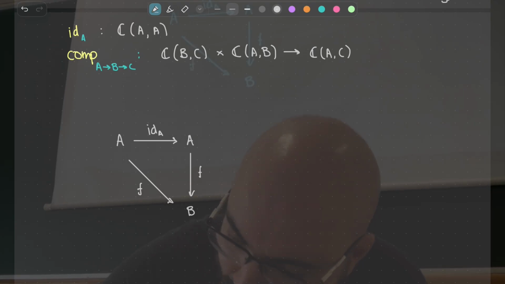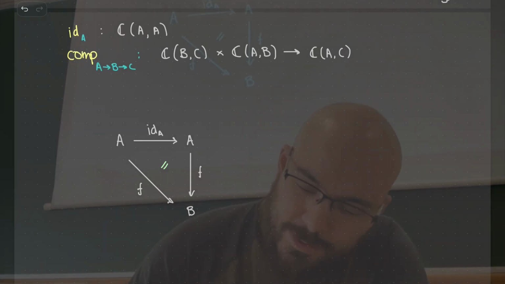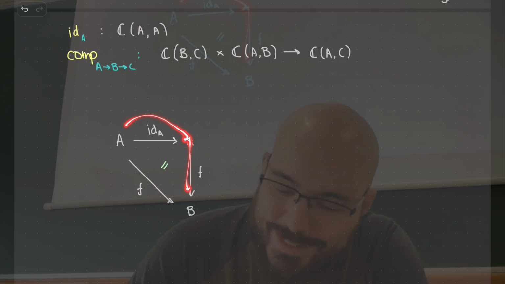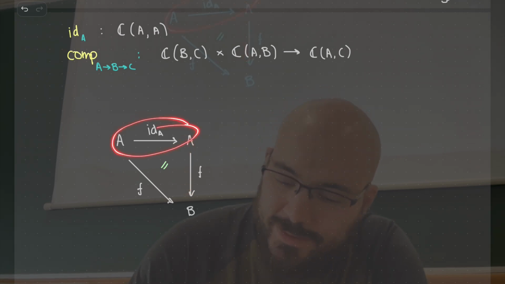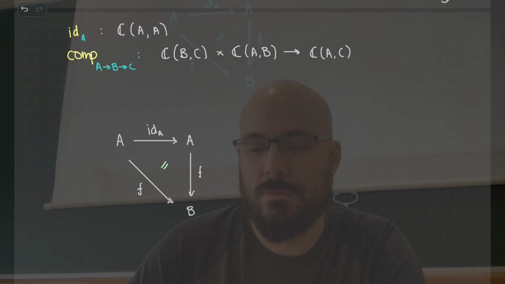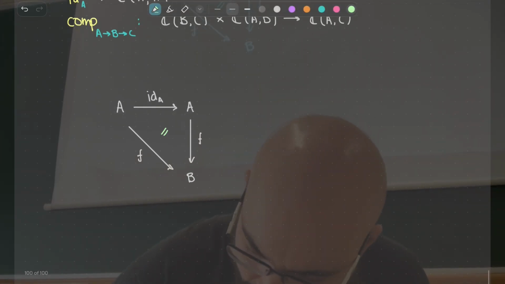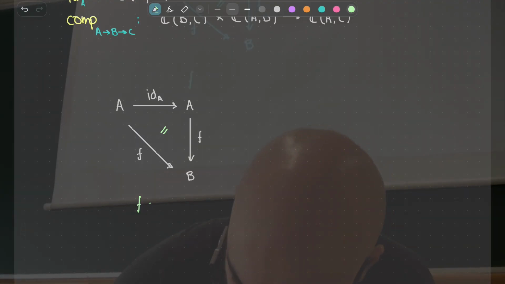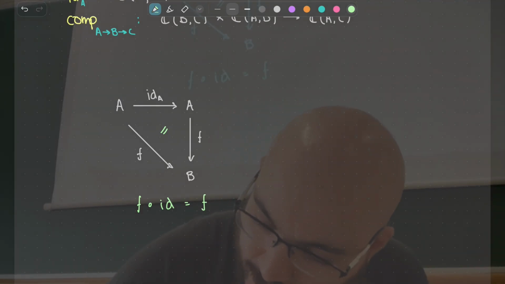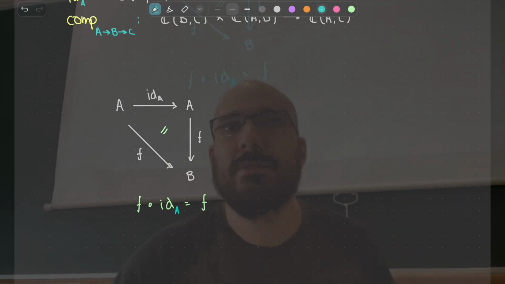If I write it like that and tell you, hey, this thing commutes, right now I told you that if you do first the identity followed by any other arrow, it's the same thing as if you never did the identity and you just followed the arrow. The commutativity of this diagram essentially tells you this equation, tells you that f of id is equal to f. Which id is that? It's the id of A, okay?